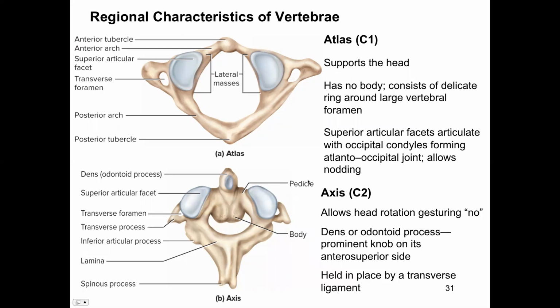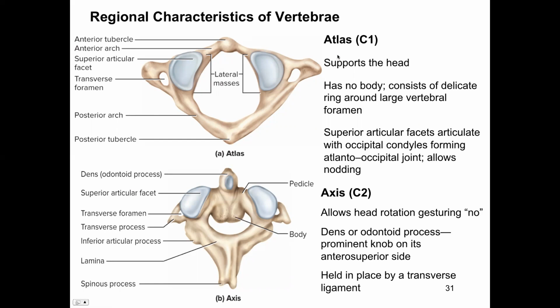And then C2 is also very special. It has a couple of features that you won't see anywhere else. And the main one is this dens. The dens is going to articulate with the atlas and allows the head to turn. And I have a slide where you can see that. So this is a really important feature that you'll know is going to be C2 or the axis.